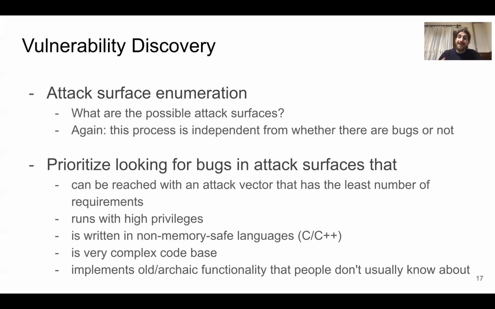And then in terms of selecting the best attack surface, that's how you should prioritize them. So for example, here's a concrete example of how you can select the best: it can be reached with an attack vector that has the fewest requirements. Again, it's not only remote attacker versus local attacker, or remote attack surface versus local attack surface. Even if you focus on one specific category, there are different attacks, and not all of these have the same practicality. So focus on the ones with the least number of assumptions in terms of practicality. Select something that runs with high privileges, is written in a memory-unsafe language, has a complex code base, and so on. Okay. All right. I hope this is clear.